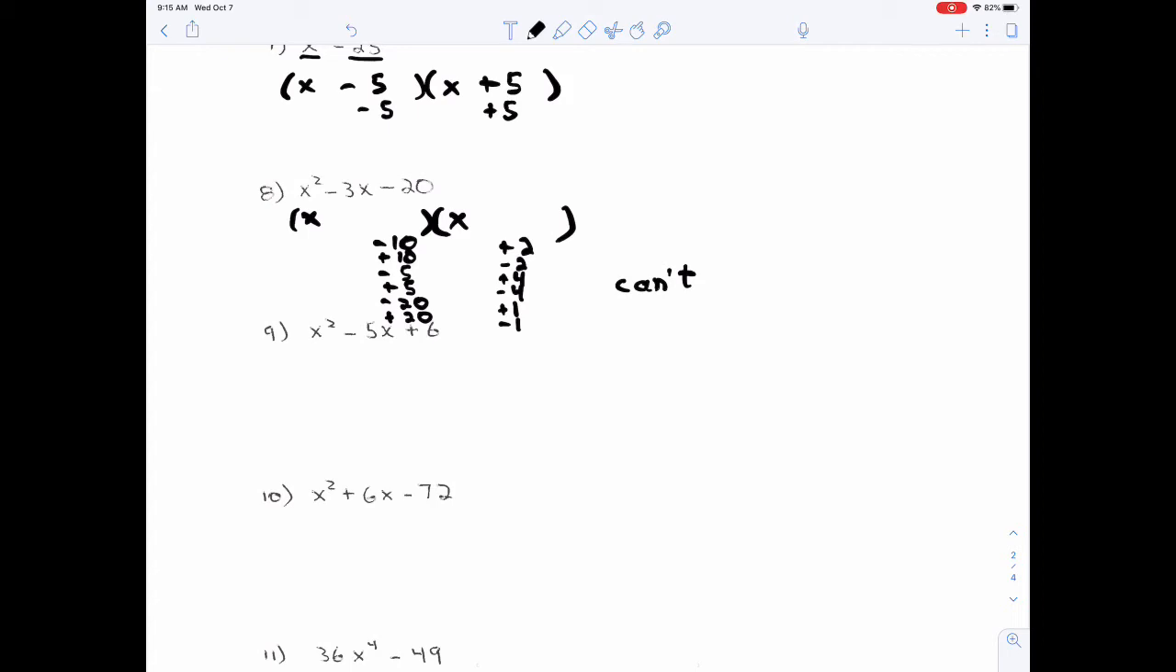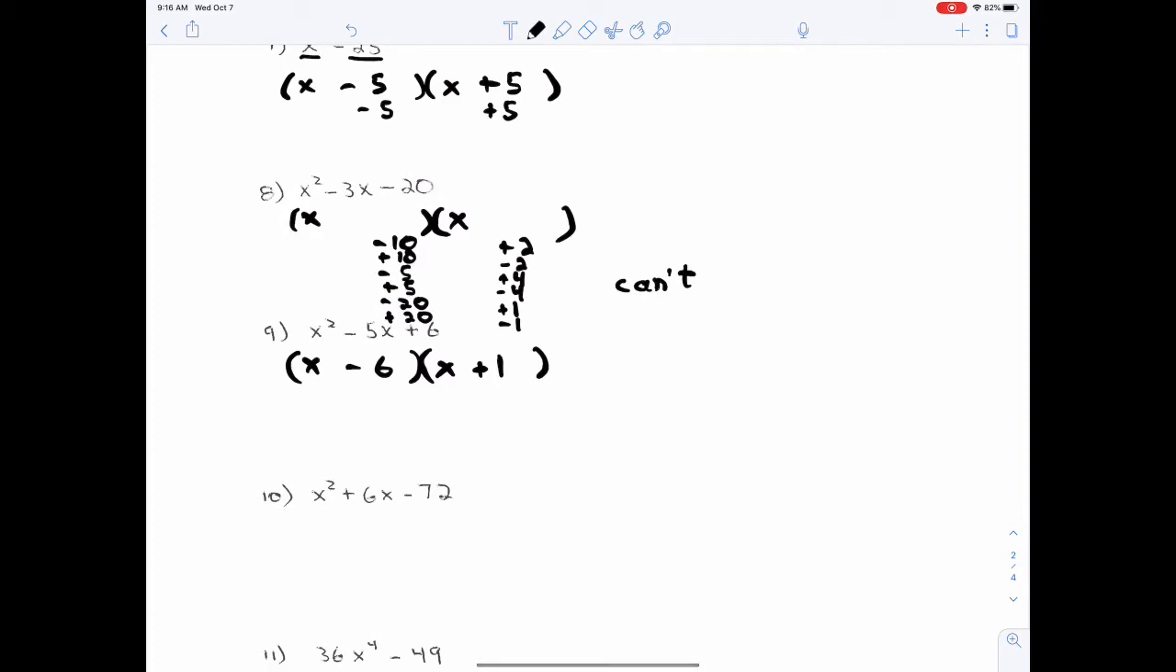Okay. This is what most people do for number 9. So what most people do. Okay. x times x gives you x squared. And then what will give you 6 that will also give you a negative 5? Well, and don't write this down, just listen. Negative 6 and 1.